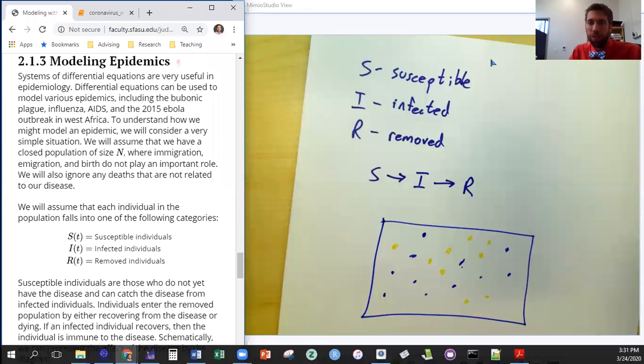Hello, differential equations. Today is March 24th, and we're going to talk right now about section 2.1.3. This is the last part of our section 2.1, and it's about modeling epidemics using differential equations.